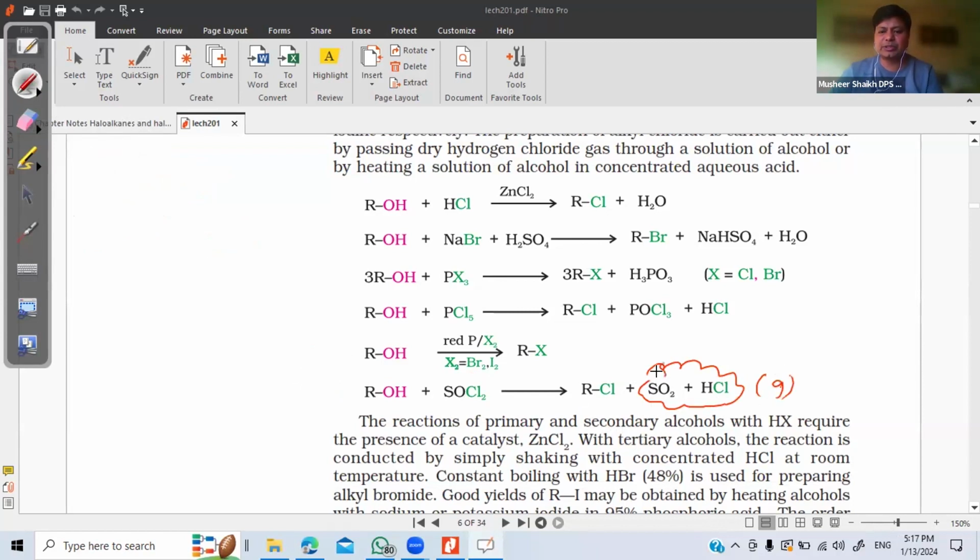So what happens is they move out of the system very easily, and hence your alkyl halide is left behind. They move easily out of the system, and what is left behind is RCl. Whereas in all these other reactions, you have to purify your alkyl halide by removing the extra component, the byproduct.